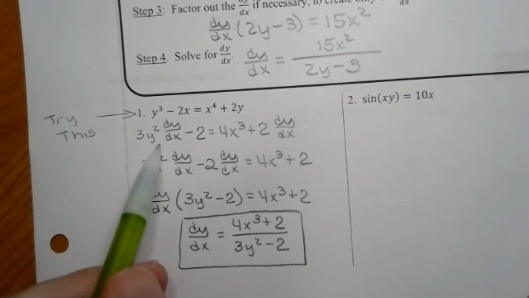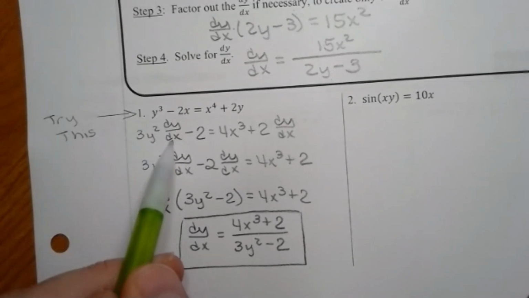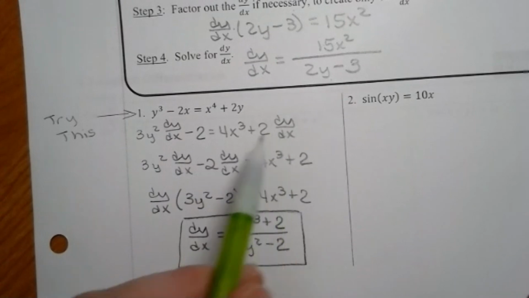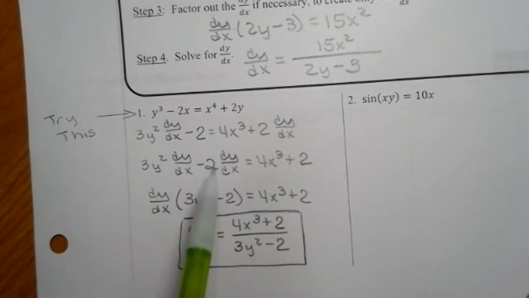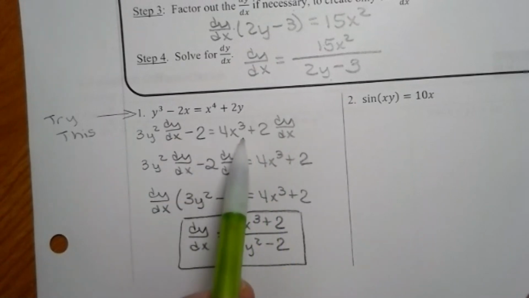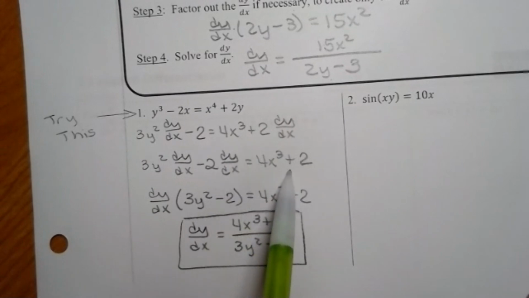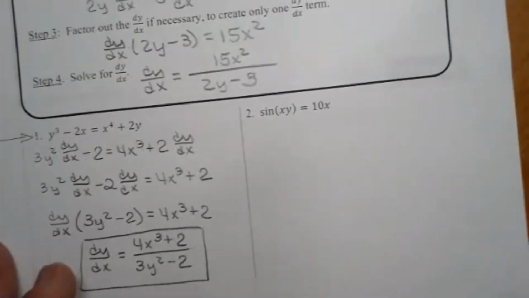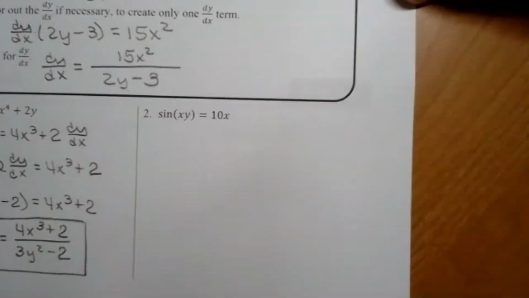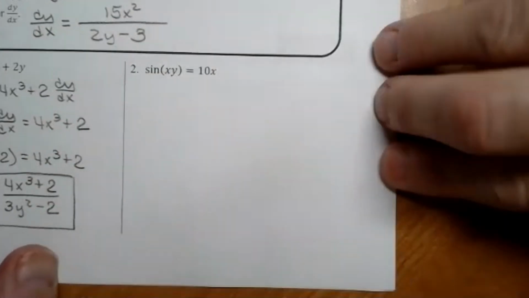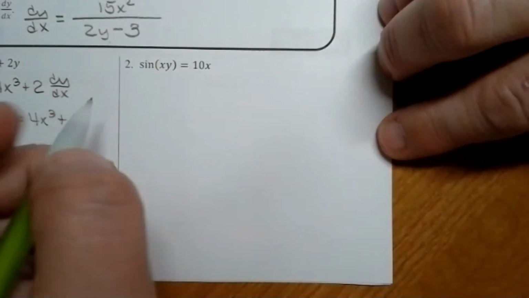All right, so we took our derivatives. Anytime there was a y involved, we wrote our dy/dx. Then I moved my dy/dx terms over to the left, my non-dy/dx terms over to the right, factored out my dy/dx, and divided by that coefficient. I cannot cancel those 2's because of the subtraction involved, and so there's my final answer. There are 2 ways to solve problem number 2. I'm going to show you how I would do it, and then another way you might see it.